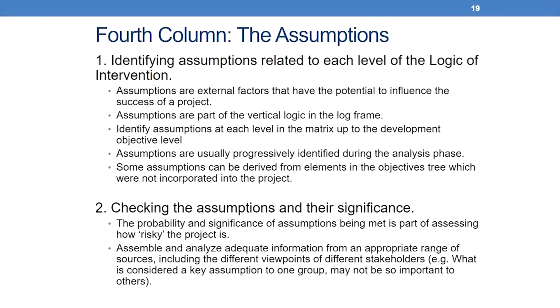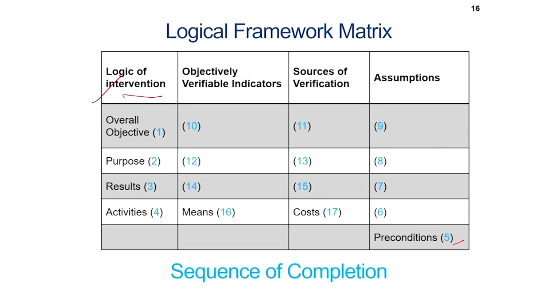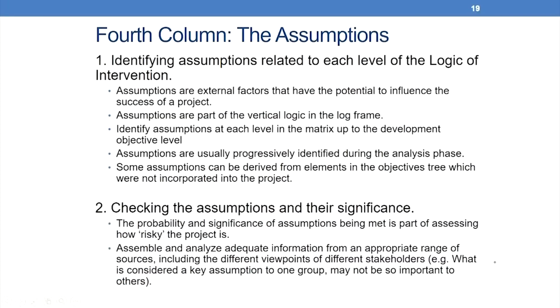In the sequence of completion, you would see that we moved from the logic of intervention column to the assumptions column. So, now let us look at examples of assumptions. So, one is identifying assumptions related to each level of the logic of intervention. Assumptions are external factors that have the potential to influence the success of a project. They are part of the vertical logic in the log frame. Identify assumptions at each level in the matrix up to the development objective level.